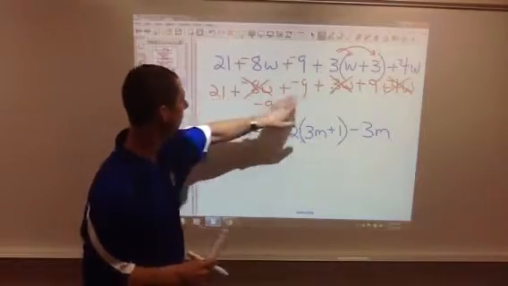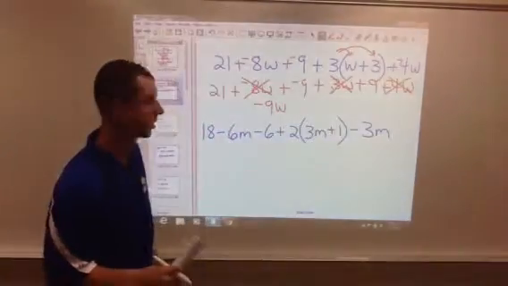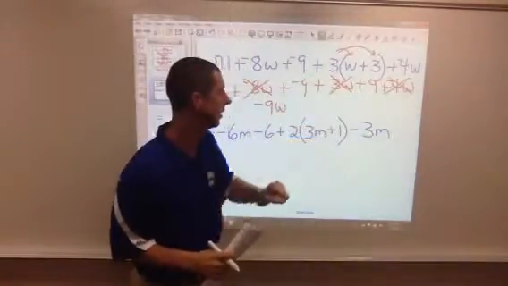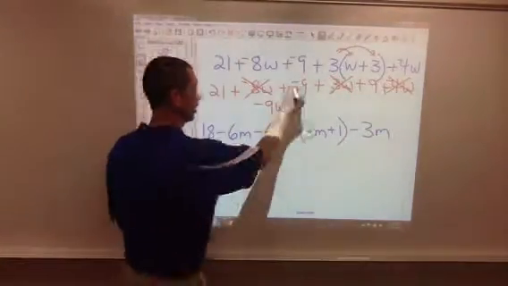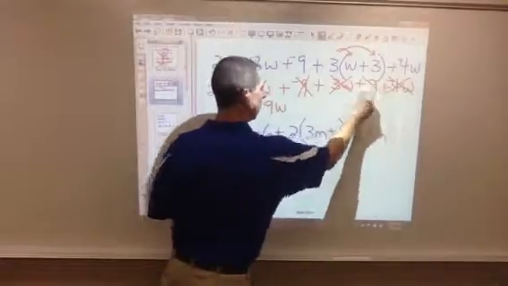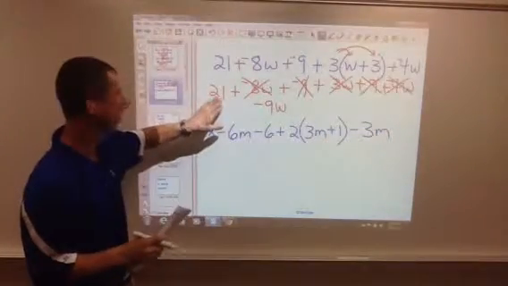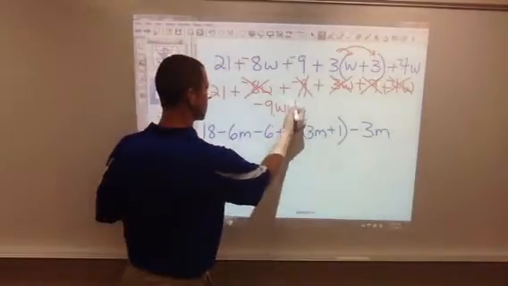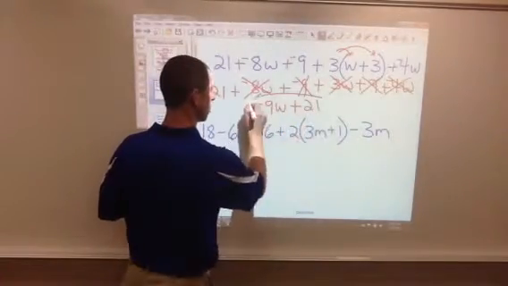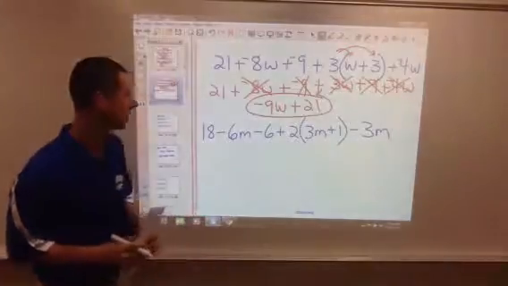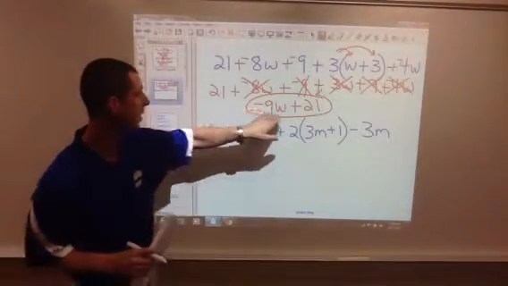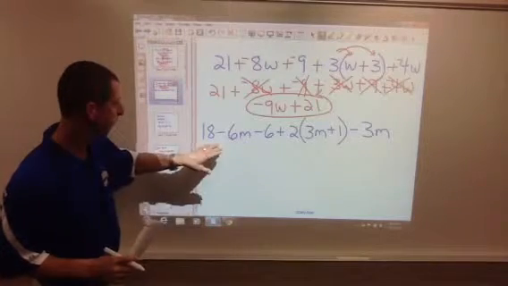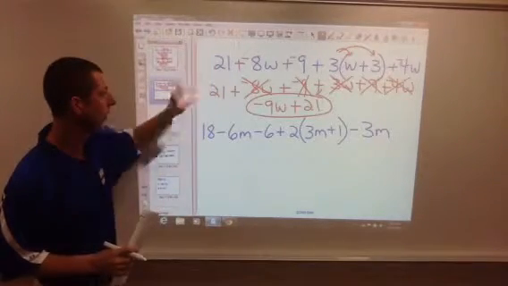Okay, now I look and I just have constants left, and I can add those together. Now a negative 9 and a positive 9 cancel one another out. So these we can just cross out, nothing there. And the only thing left is a 21, and it's a positive 21, so it's plus 21. So there is the answer for that problem. Negative 9w plus 21. All right, here's another one, very similar to this one up here.